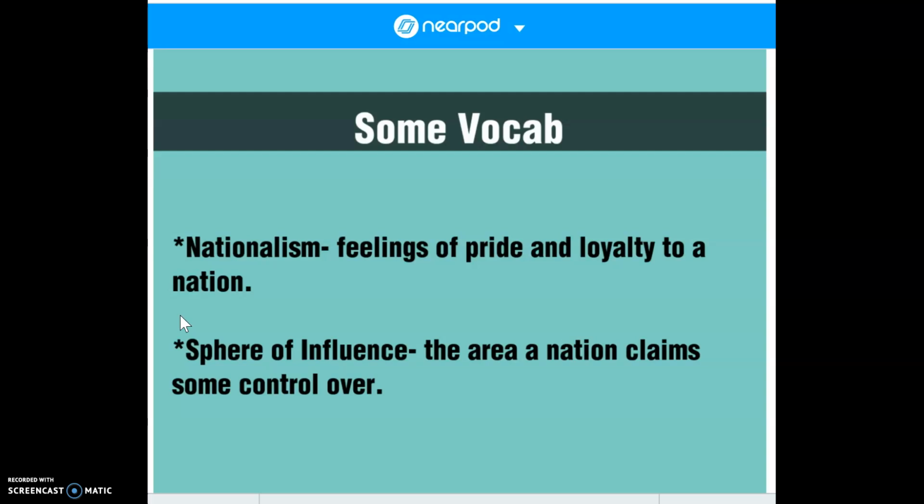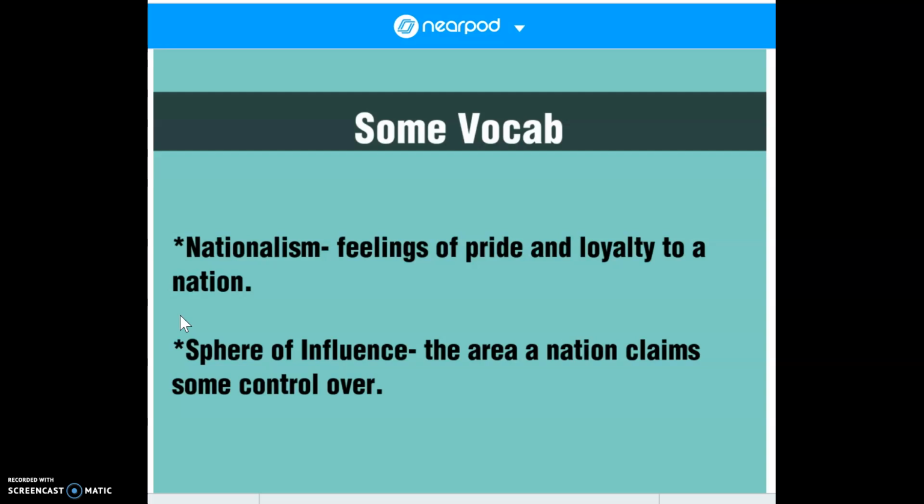So, a couple of quick vocab terms. Nationalism is a term that means feelings of pride and loyalty towards a country or a nation. And then sphere of influence refers to the area of influence that a nation claims control over. So if you think about sphere of influence this way, if Congress passes a law, we as citizens of the United States need to follow that law, which means that we fall under the sphere of influence of the United States government. But if Congress passes a law, does a Canadian citizen need to follow that law?